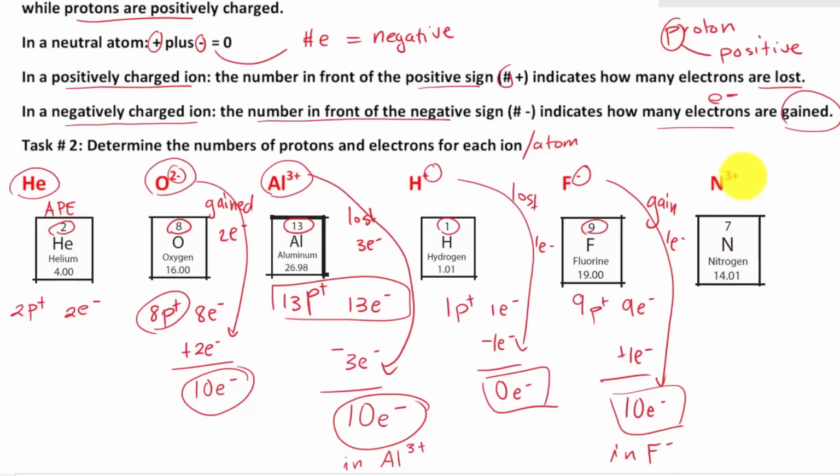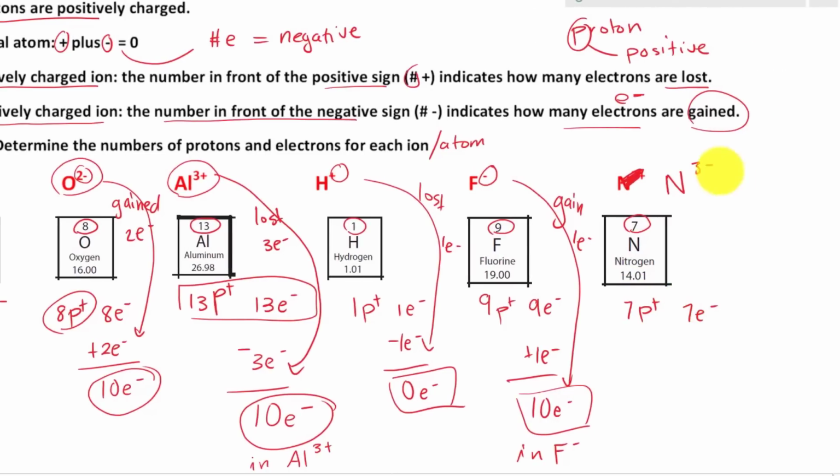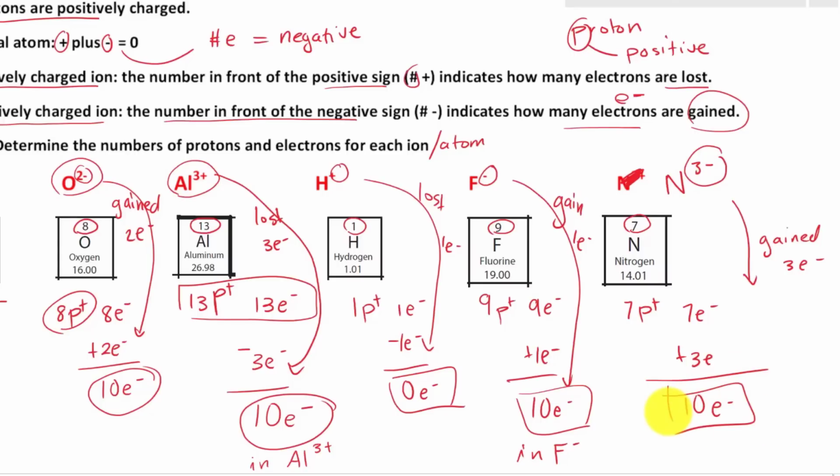Let's try this one. Ooh, look what happened. I apologize. I'm making mistakes here. This is supposed to be N3 minus. Well, in this case, nitrogen has the atomic number of 7, so we know that originally in a neutral atom, it has 7 protons and 7 electrons. Now that 3 indicates it has gained how many? It has gained 3 electrons, so we're adding 3 electrons. So what's the total? Now it is 10 electrons. So that is how you interpret ions in terms of identifying the number of protons and identifying the electrons.